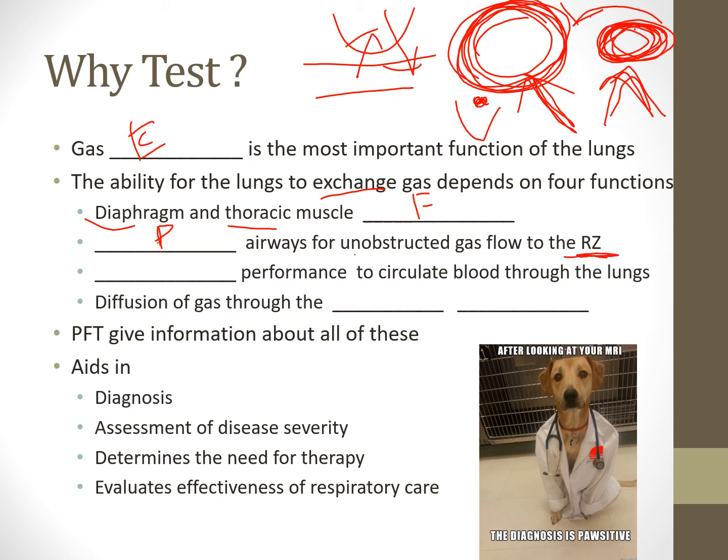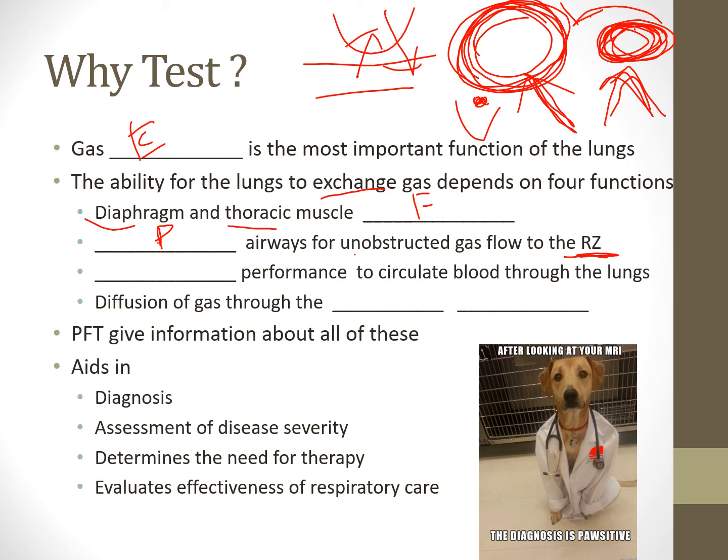So the smaller the number, the less gas is actually going to and from the respiratory zone. That's pretty bad, right? That means that their ability to exchange CO2 and O2 is going to be very difficult, and it will tire out the diaphragm and thoracic muscles ultimately.